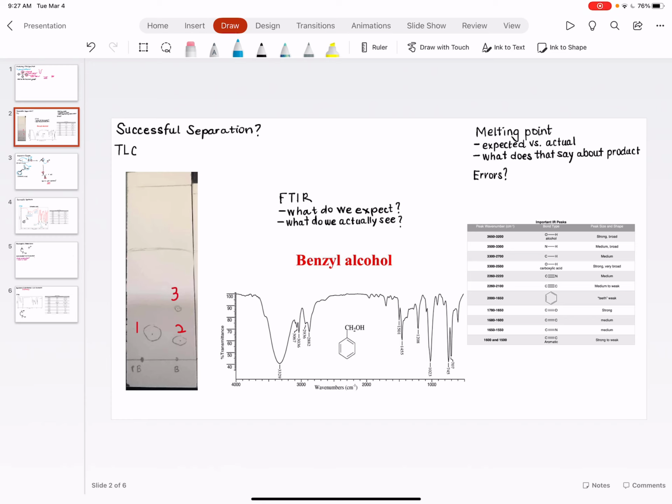Let's take a look at the last question on the TLC, IR, and melting point lab. Was your separation of benzoic acid and 9-fluoronon successful? Explain using TLC, FTIR, and melting point data. So you have your results. Now it's time to interpret them. Hopefully this video can help you analyze these different characterization techniques and apply them to your own.